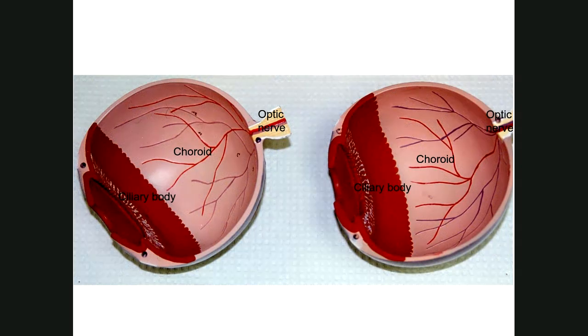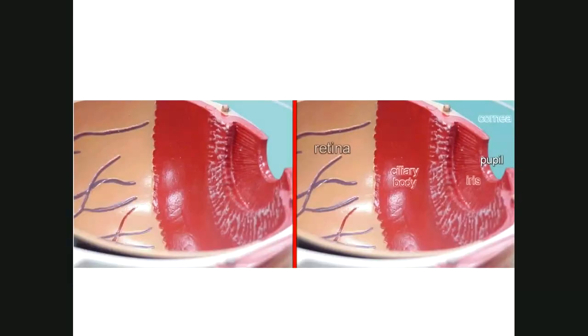So if we open it up, there's our choroid, there's our ciliary body with the ciliary muscle and so on. And then here's the back of this iris. There it is right there, and there's the pupil. But there's the ciliary body behind that.